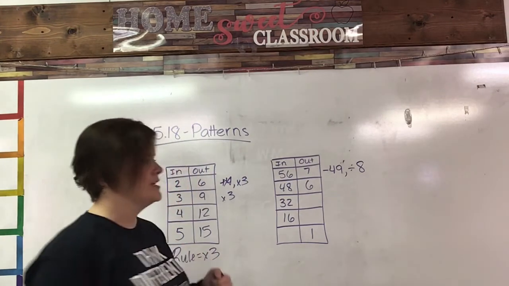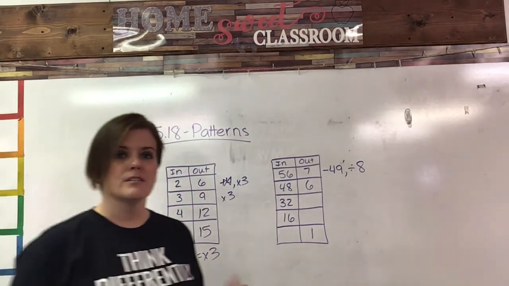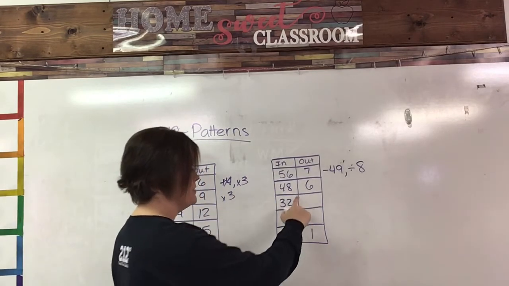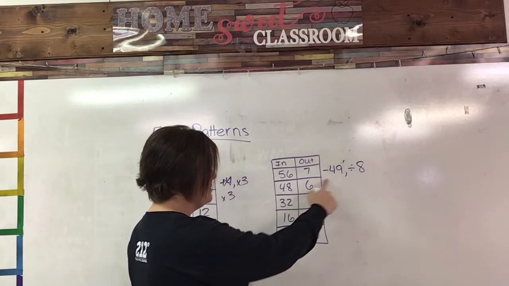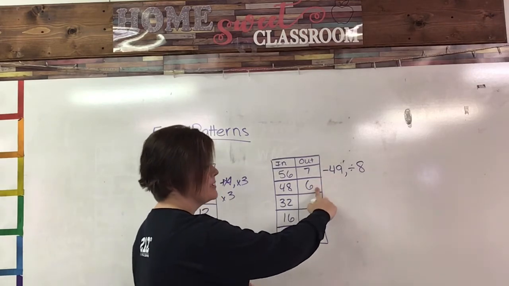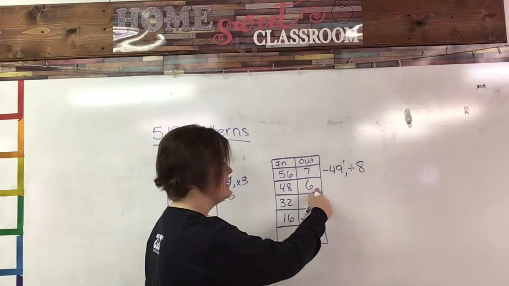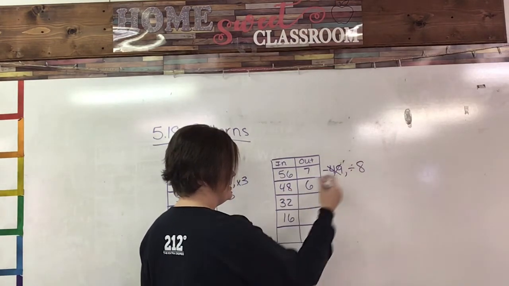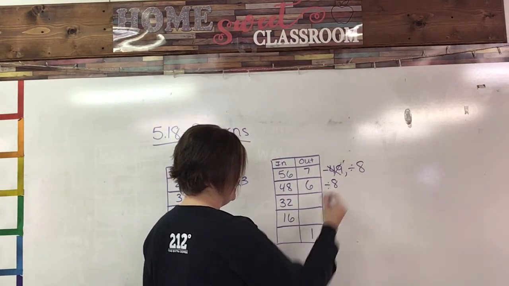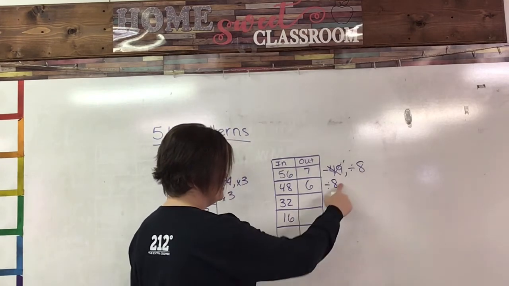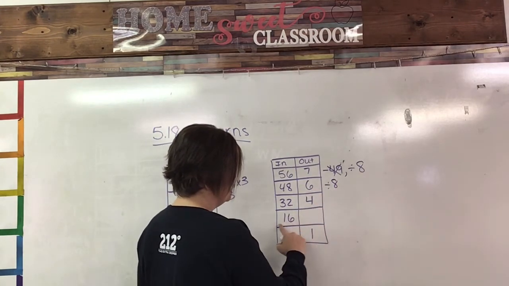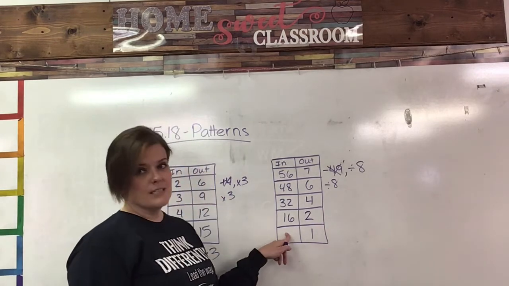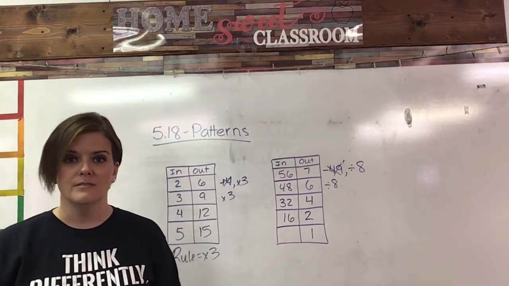So now I need to figure out, well, which one of those works in the second one. Remember, side to side, in to out. So 48, so if I do 48 minus 49, I'm going to have negative 1, and that's not what I have here. So again, it is not that. So 48 divided by 8 is 6. Yes, so it works again. 32 divided by 8 is 4. 16 divided by 8 is 2. And then, I'm missing the first part.